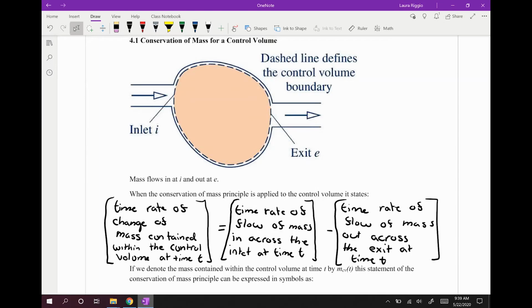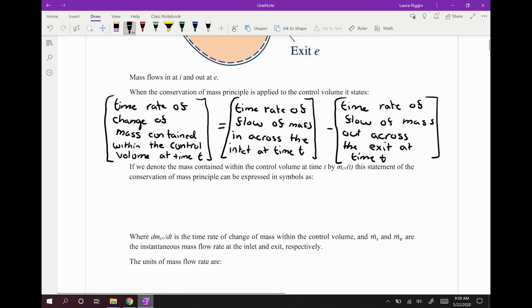In this lecture, we're going to begin chapter 4. We're going to start talking about energy conservation for open systems. We're going to start with the conservation of mass for a control volume or open system, where this is our system, the dashed line is our boundary, and we now have mass flowing in and out.